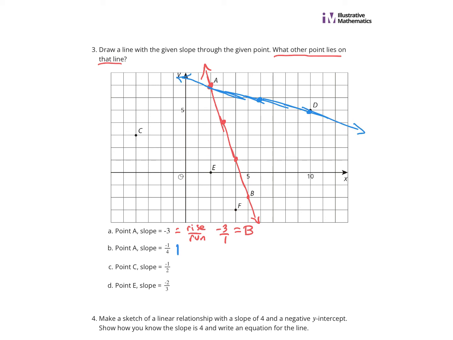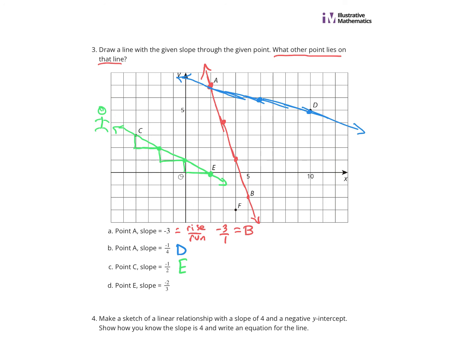So point D. Now I'm going to start from point C with a slope of -1/2. Remember, negative means we're going to go down 1 and then over 2, rise over run, down 1 over 2, rise over run, down 1 over 2. So point E is on that line, and I would connect it. This is a negative slope. Remember, we read from left to right. We imagine a person is up here.